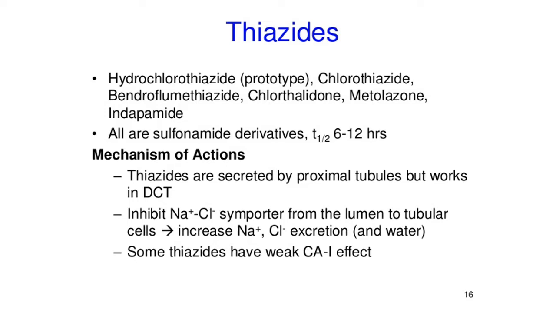Number one, they inhibit the sodium chloride symporter. The sodium chloride symporter is present in the distal convoluted tubule. As a result of this inhibition, they will increase sodium and chloride excretion. And you know, when sodium and chloride are lost, the water also goes with sodium and chloride. Some thiazides also have a weak carbonic anhydrase effect.